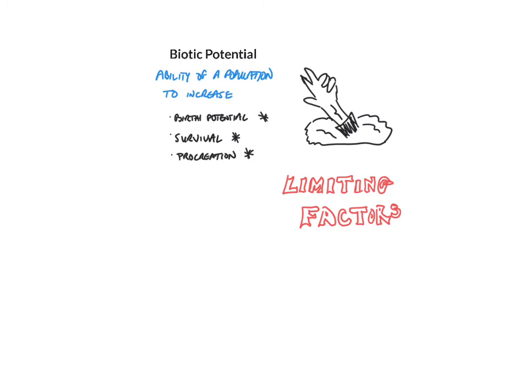Certain species like rabbits have a very high procreation rate, and they have a very high birth potential. And without certain factors, this birth potential would be extremely large, and it would be enormous for certain species like rabbits.